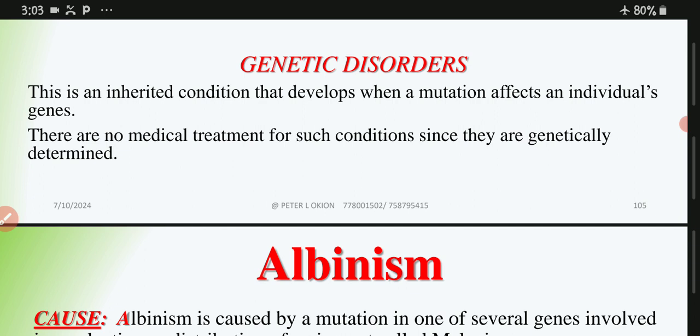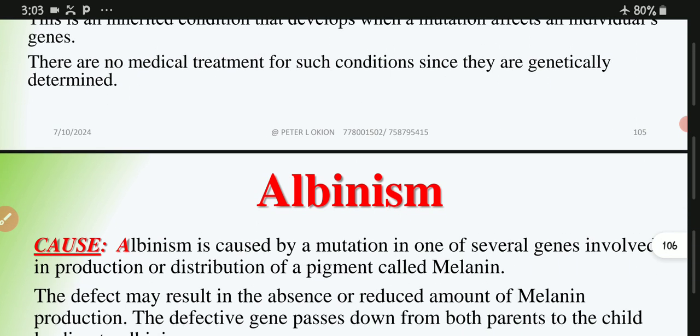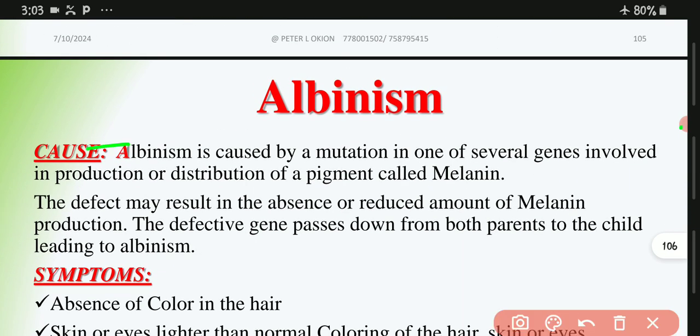And from there, one of the genetic disorders I want us to look at is albinism. We are saying that albinism is caused by a mutation in one of the several genes involved in production or distribution of a pigment called what? Called melanin. Remember, melanin is responsible for making our skins look dark. But if these genes are mutated, what happens? The pigment called melanin will not be produced.